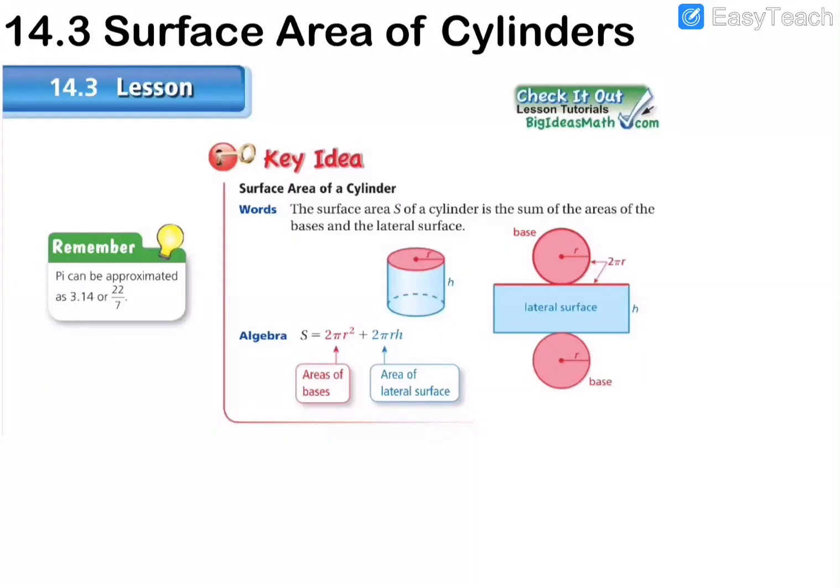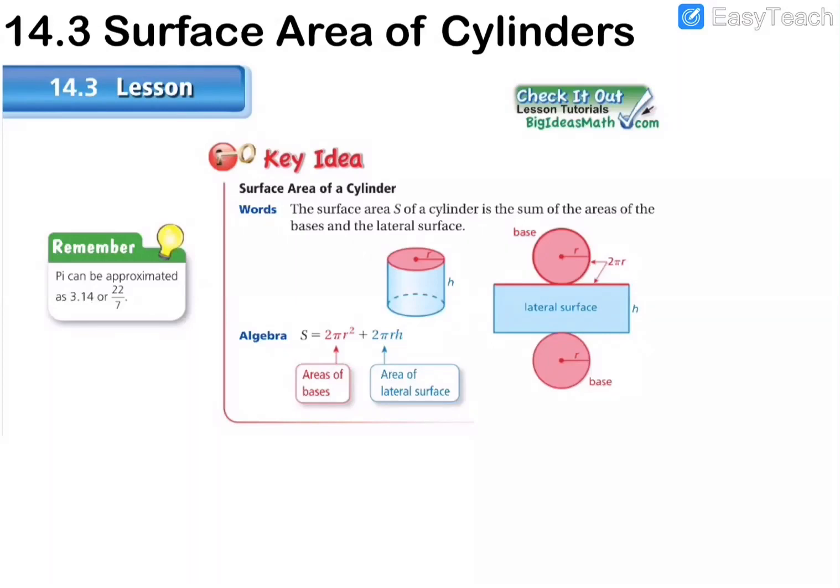Okay, class, today we're moving on to chapter 14.3, which is surface area of cylinders. We have already learned how to find the surface area of prisms and the surface area of pyramids. Now we're moving on to cylinders. So we have to think to ourselves, how are cylinders and, say for example, rectangular prisms alike?